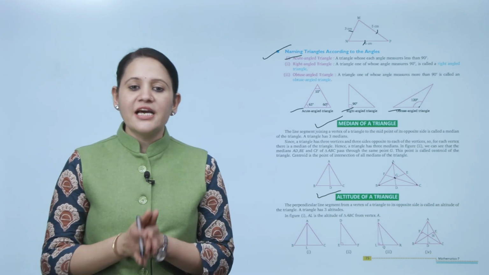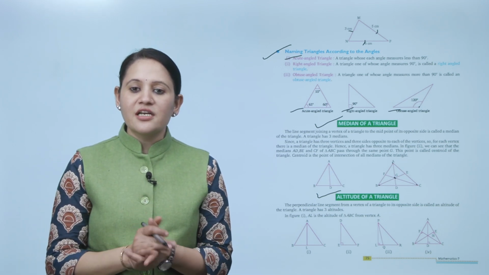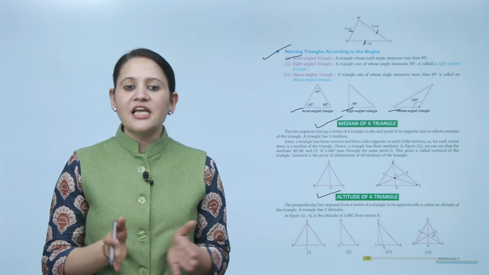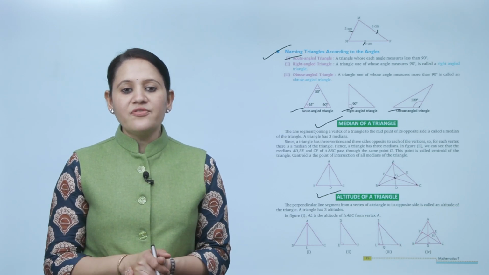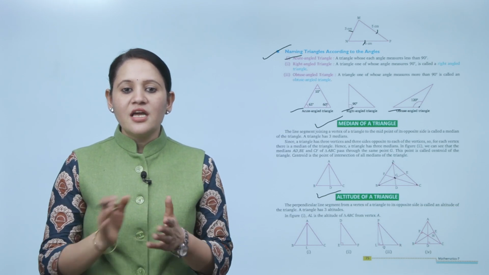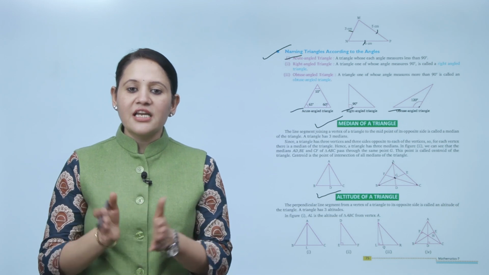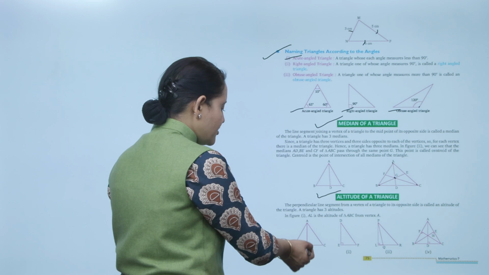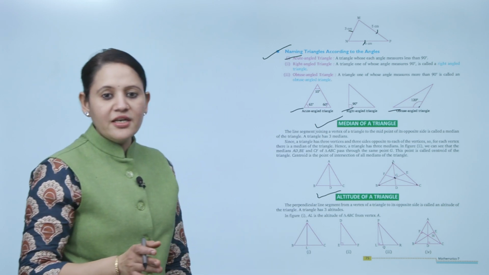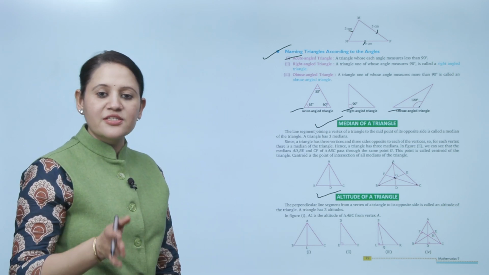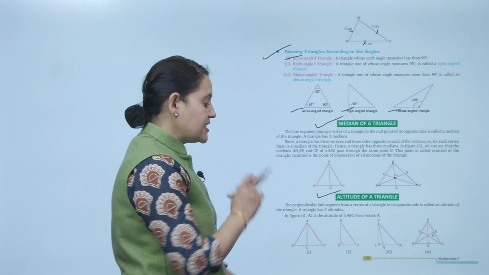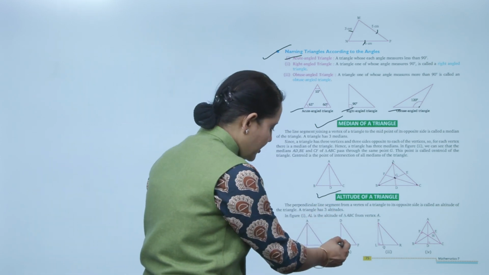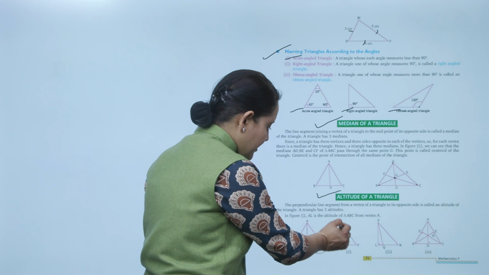The perpendicular line segment from the vertex of the triangle to its opposite side is called the altitude of the triangle. A triangle has 3 altitudes. In figure 1, AD is the altitude of the triangle ABC from vertex A. So from the vertex to the opposite side, the perpendicular line segment, that is known as altitude. Means a 90 degree angle should be formed, like here. So here this is the altitude.